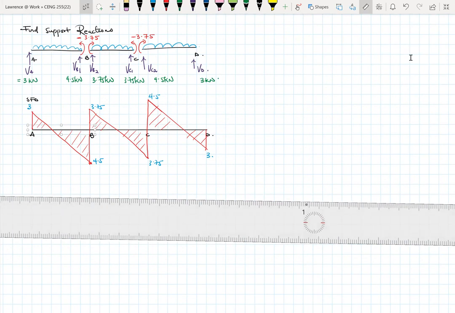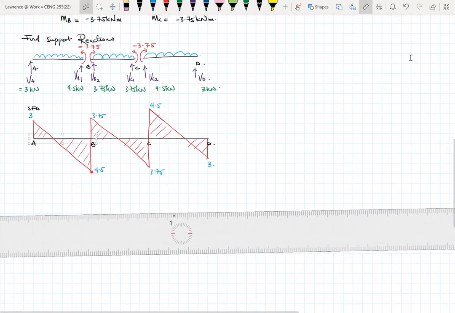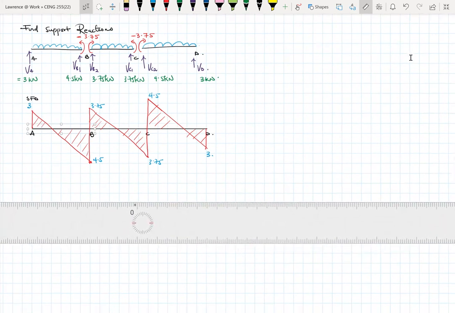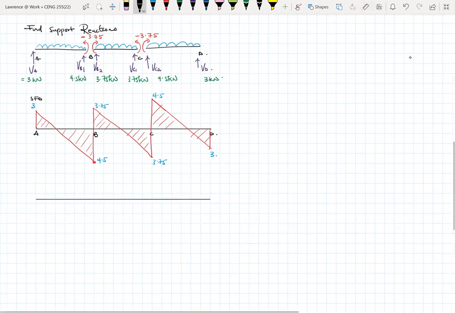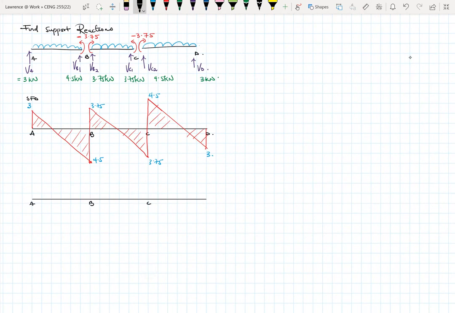So in this case, let's go with black all the way to the end here. Okay. So again, we have A, B, C, and D. So between A and B, let me go with what we know. Up is positive, down is negative. Some can interchange it, it's fine. So we know that the moment at B is minus 3.75. So we can put that over here.